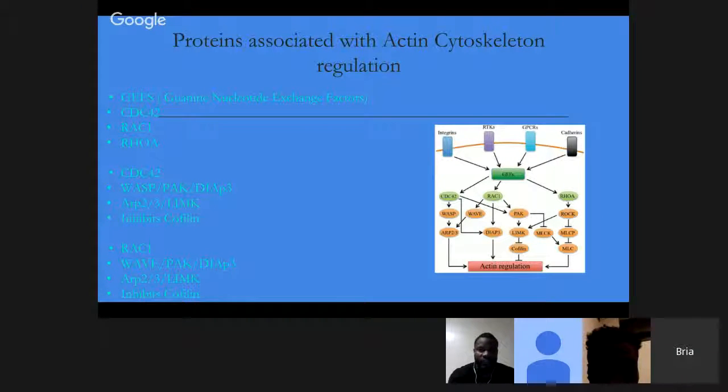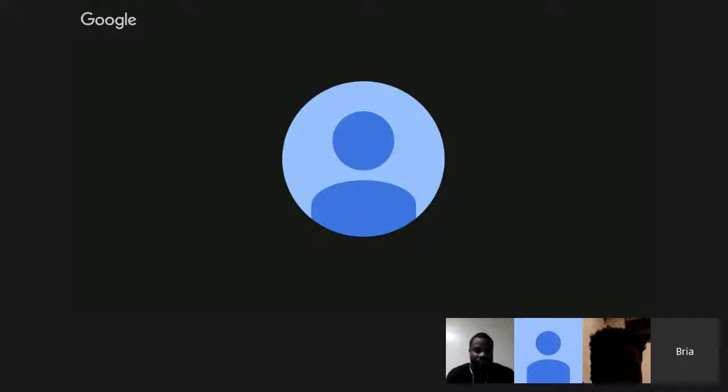For this figure right here, it just has proteins associated with actin cytoskeleton regulation. At the top, you can see the receptors. And then the next green box, you can see GEFs, which are guanine nucleotide exchange factors, which influence proteins such as CDC42, RAC1, and RHOA.